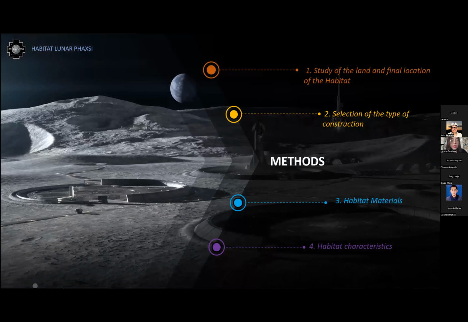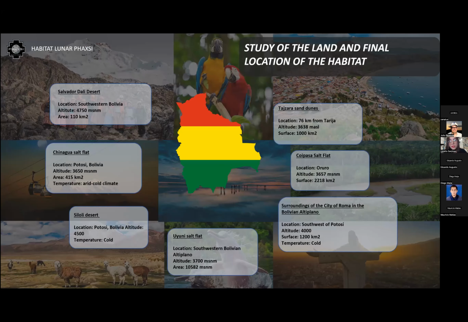In this slide, we can see the index of the three parts of the method: a study of the land, selection of the type of construction and habitat materials, and habitat characteristics. First, a study of the land and location, and final location of the habitat in Bolivia. For example, for the territory in Bolivia, we had a multiple and exhaustive choice in order to choose the most appropriate environment based on scientific arguments that would be similar to an interplanetary environment on Earth.